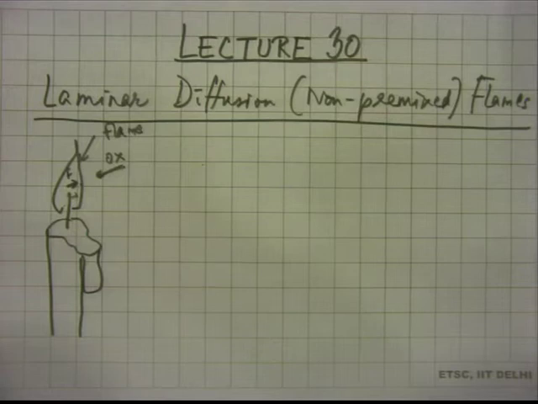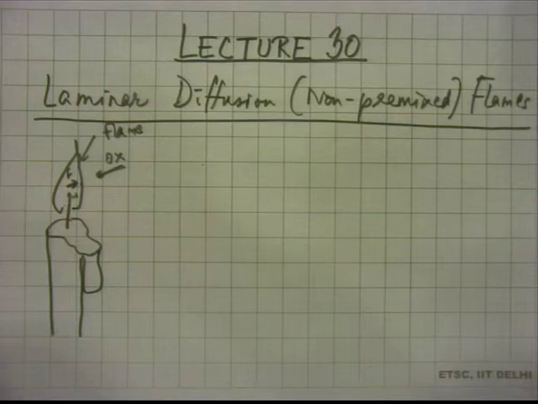Non-premixed flames have more pollutant issues, and premixed flames have fewer pollutant issues, whereas on the other hand premixed flames have more stability issues sometimes.